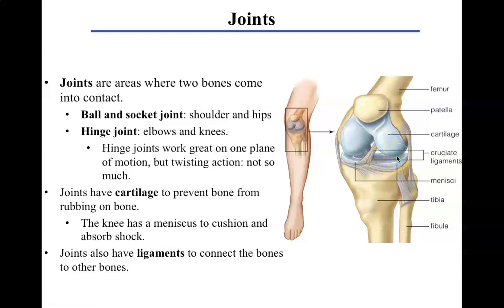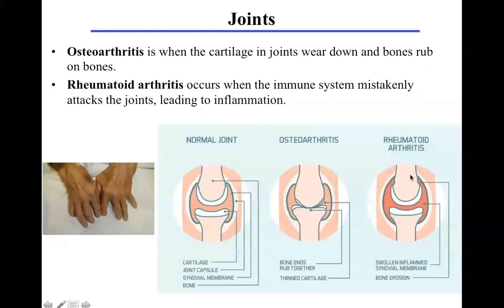Pretty cool. Joints also have ligaments that connect bone to bone. So there are ligaments in your knee, for example, that are holding your femur to your tibia or your fibula. Right? So all these different ligaments.